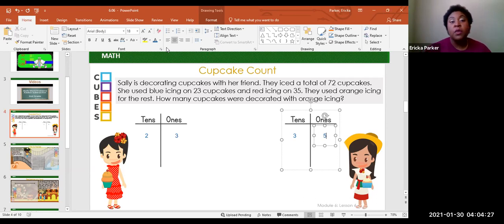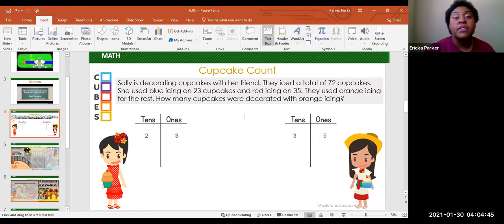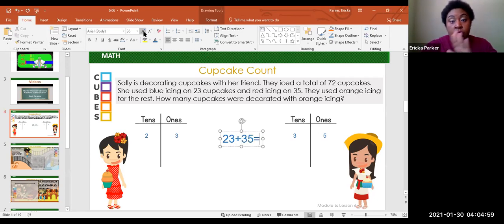Okay. So we've got 23 and 35. Now there are 2 ways that you can do this. You can use the tens and the ones, or you can do just simple addition. So let me add myself a text box here so that I can work through this too. So we've got 23 plus 35 equals. So we're looking at 2 different things here. We're looking at 23 plus 35.